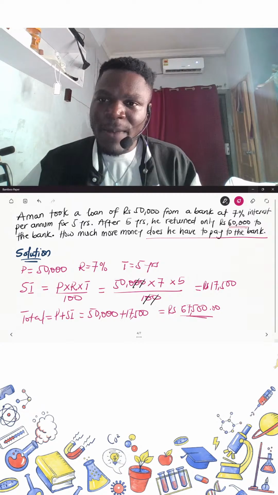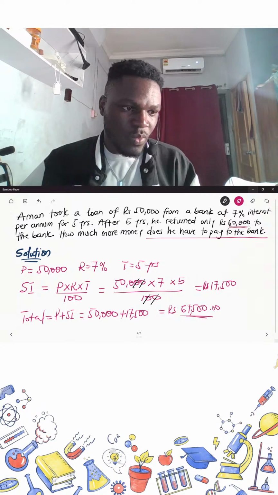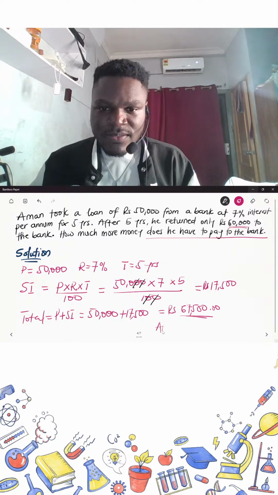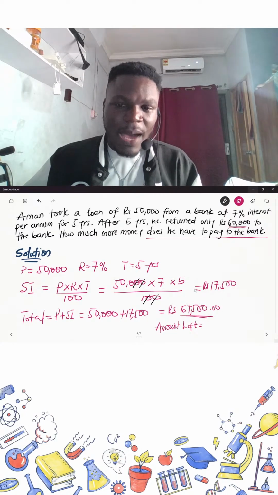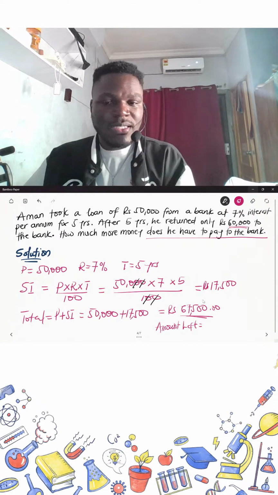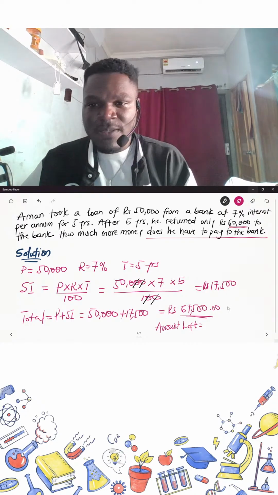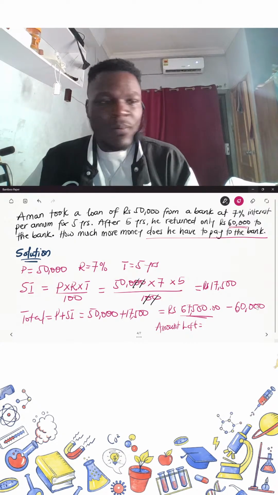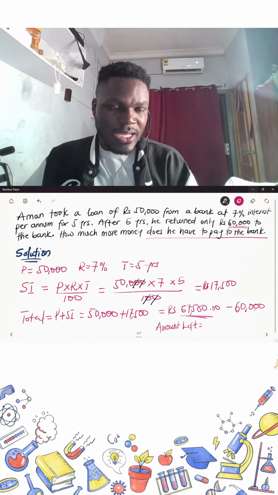Remember, he paid the bank 60,000. So the amount left over here will simply be the amount that he was expected to pay to the bank, which is the 67,500 rupees minus 60,000, minus the amount that he paid already to the bank.